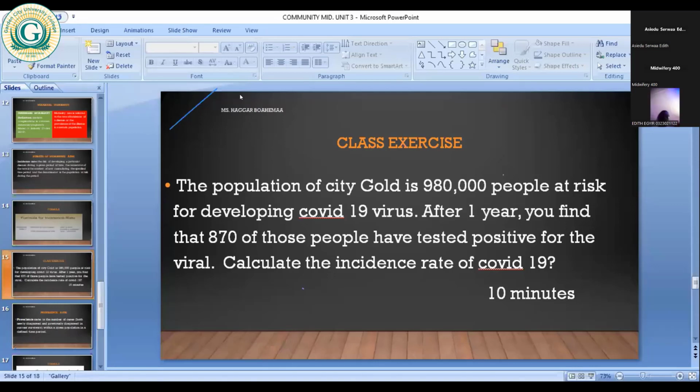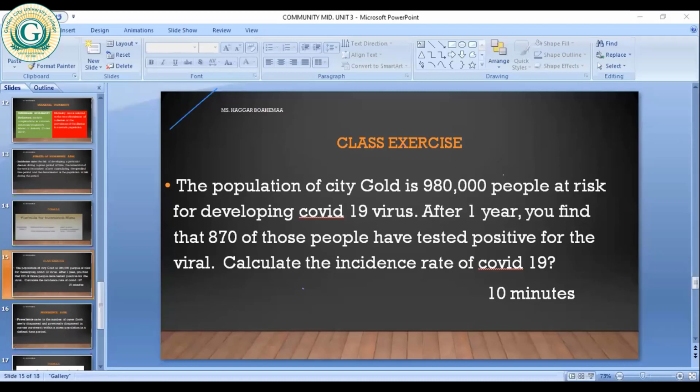Okay. So the question says the population of City Gold is 980,000 people at risk of developing COVID-19 virus. After 1 year, you find that 870 of those people have tested positive for the viral. Calculate the incidence rate of COVID-19. And we are seeing that the incidence rate is number of new cases over total population at risk, then times over a period of time times 100,000.